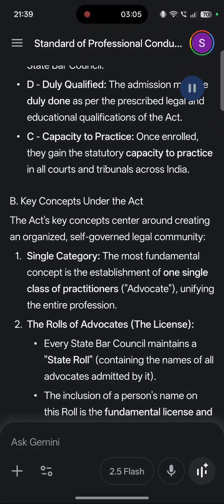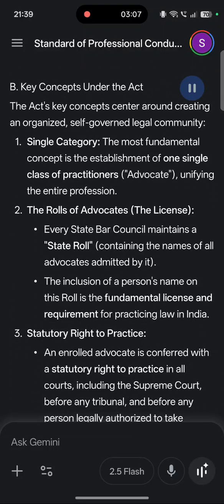B. Key concepts under the Act. The Act's key concepts center around creating an organized, self-governed legal community. 1. One single category. The most fundamental concept is the establishment of one single class of practitioners, advocate, unifying the entire profession. 2. The roll of advocates. The license. Every state bar council maintains a state roll, containing the names of all advocates admitted by it. The inclusion of a person's name on this roll is the fundamental license and requirement for practicing law in India.